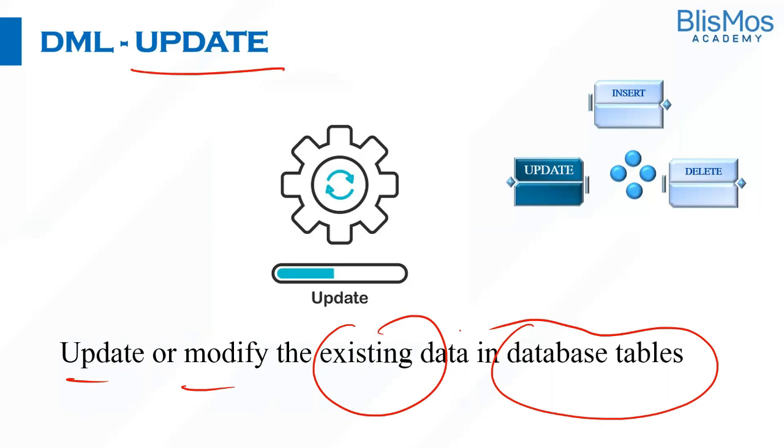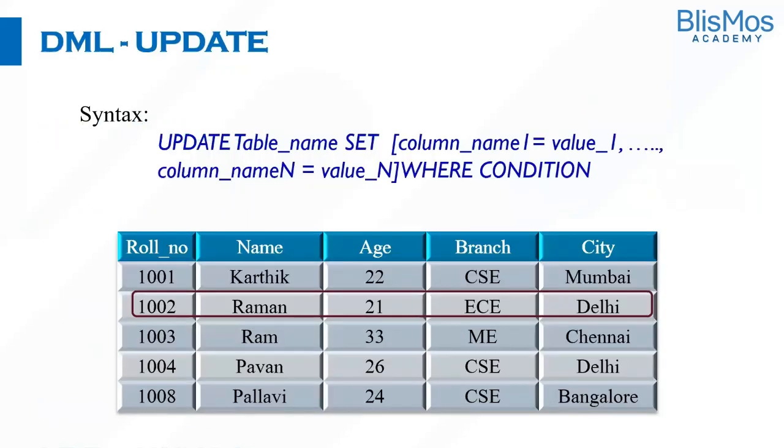We can take an example and understand this. Let us say in this particular table we have roll number, name, age, branch, and city. There is a situation where the name Raman is changed to something else. In that case, we have to update this name. How do we do it? We can use the update command. What is the syntax for that? Use update and provide the name of the table, say set, and provide the column you want to set and the value to which you want to set it. You can also use a where condition to update based on a particular condition.